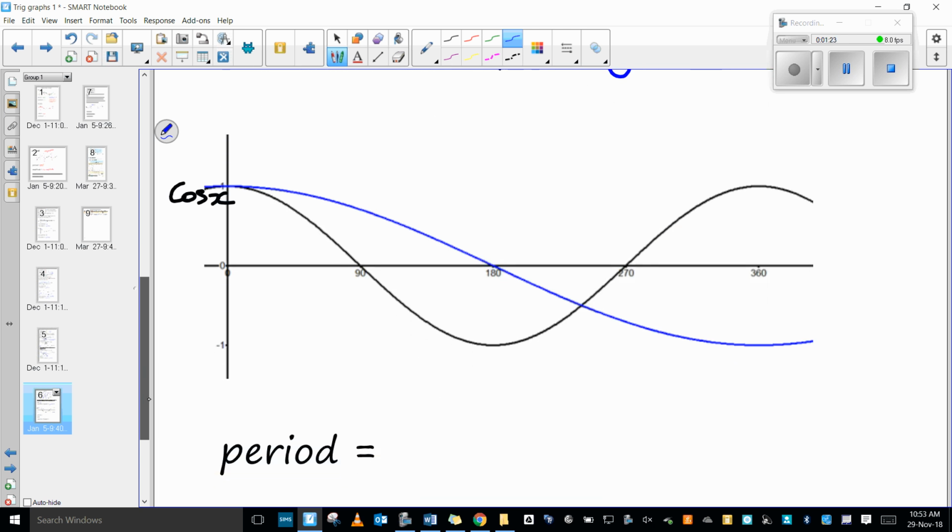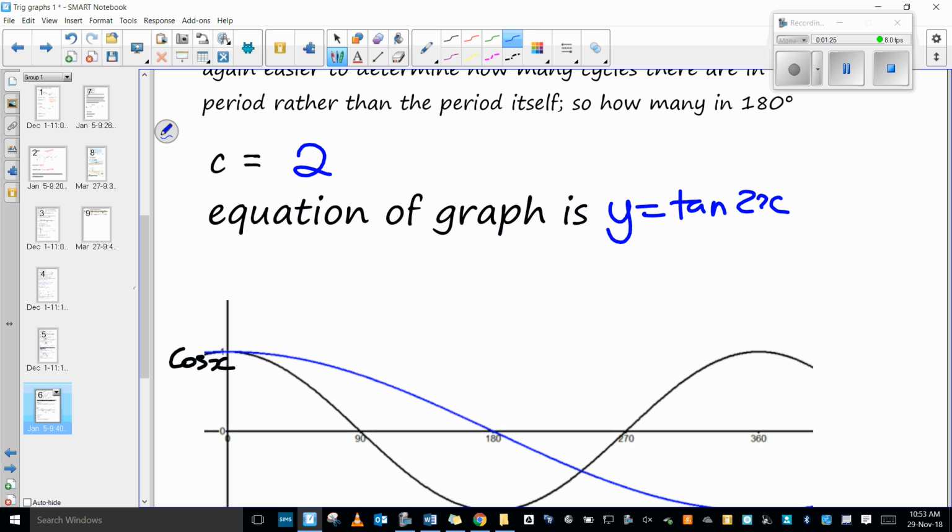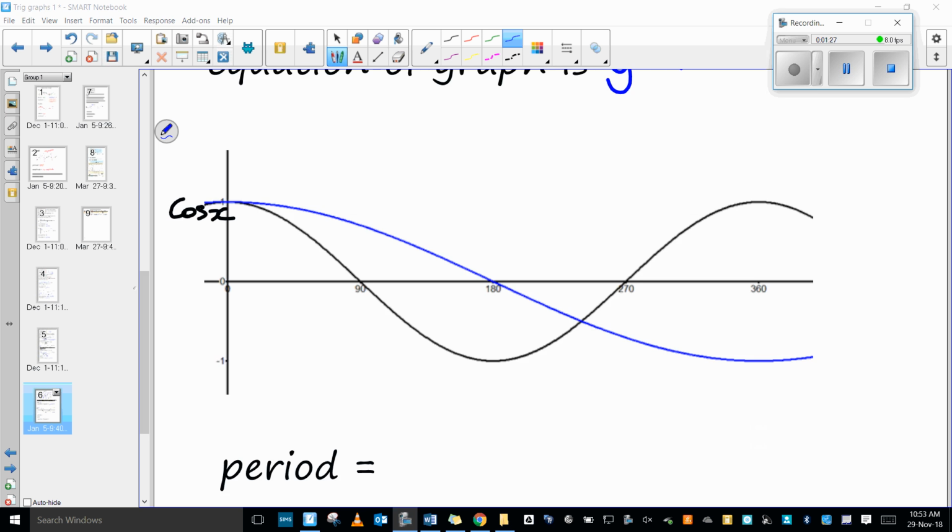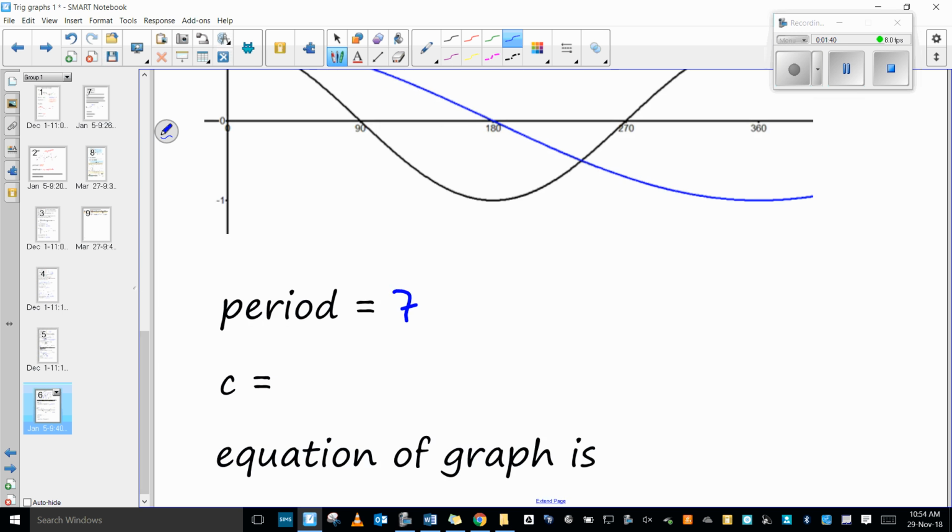All right, so we can see that it's gone through half a period, yes? Or in other words, our full period would have taken us all the way to 720, yes? So our period was 720, or we can see that it's only done half a cycle within our normal 360. So this one would actually be y equals cos of x over 2, or cos half x.